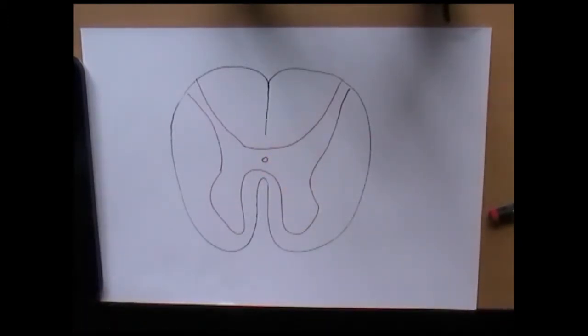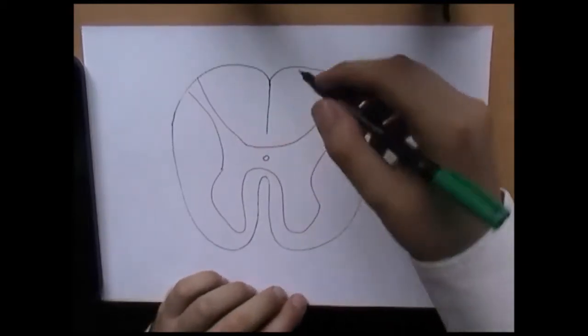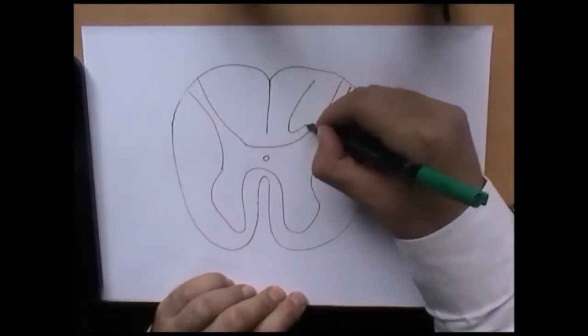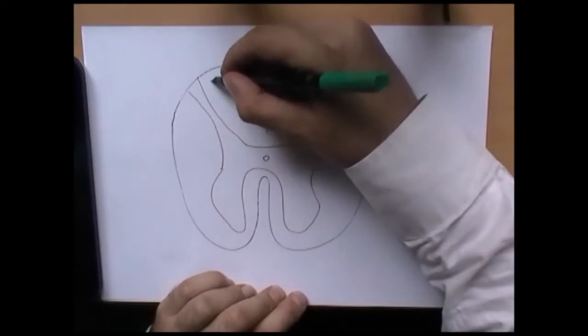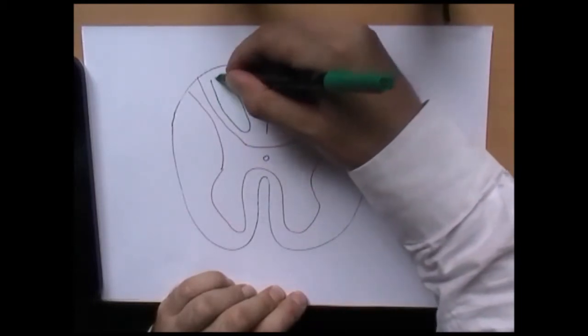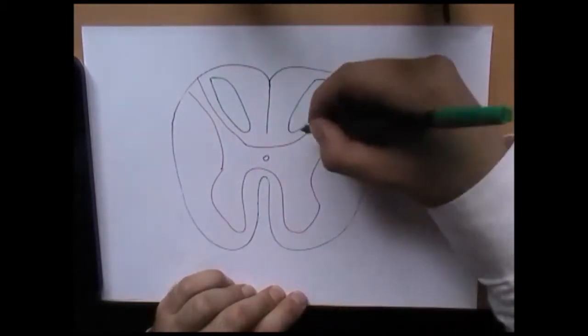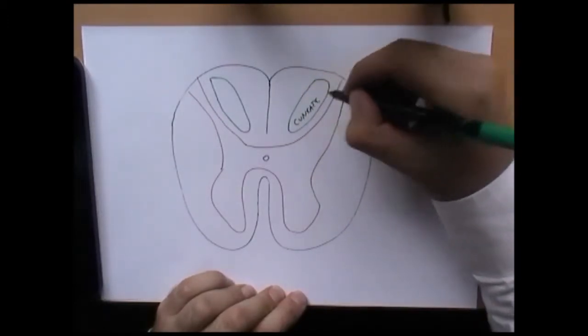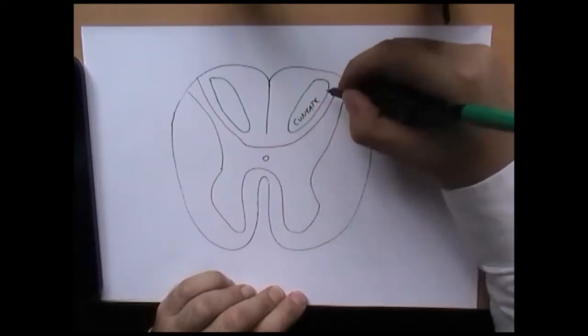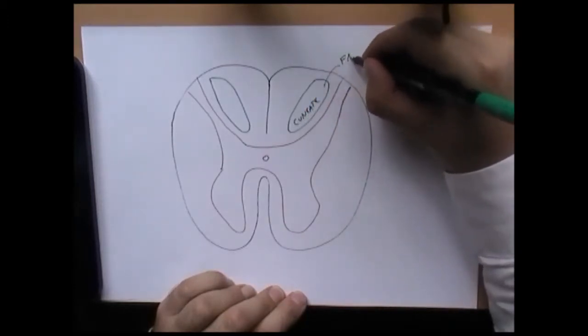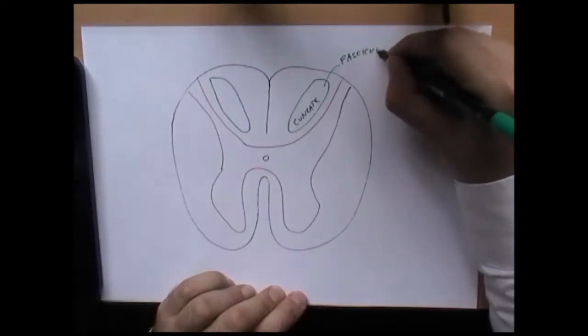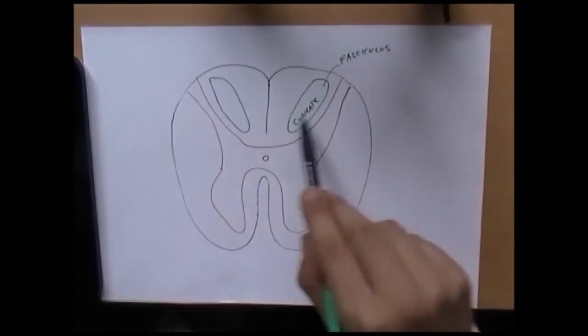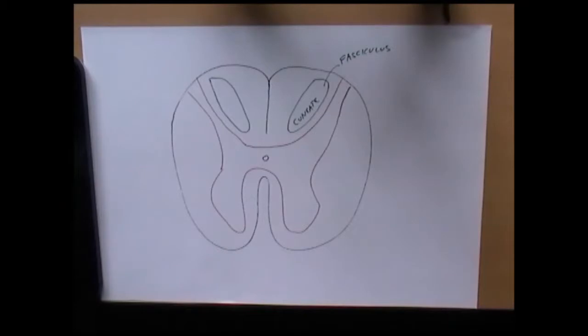Now, the first tract that we're going to have a look at is the cuneate fasciculus. Unfortunately, this is one of those ascending tracts where the name doesn't offer any clues as to what kind of tract it is and where it goes. But here we go, it's the cuneate fasciculus. Let me just add fasciculus over here. And obviously there's one for each side of the spine.